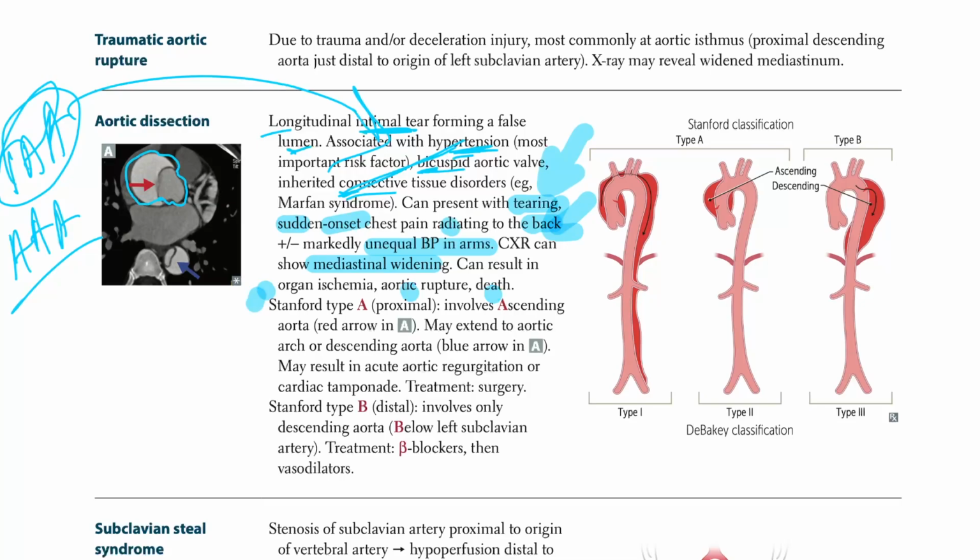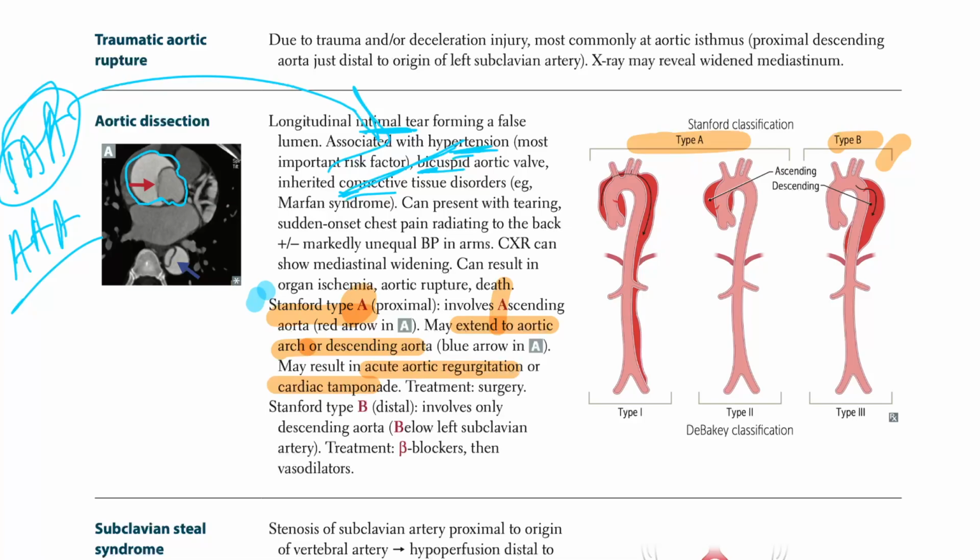Now there are two types, Stanford type A and Stanford type B. Stanford type A is proximal, while Stanford type B is distal. Type A involves the ascending aorta, and may extend to the aortic arch or descending aorta. It may result in acute aortic regurgitation or cardiac tamponade.